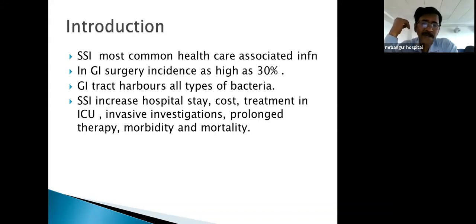Because the GI tract harbors all types of bacteria, I mean gram-positive, gram-negative, cocci, bacilli, anaerobes. All of these organisms are harbored in the GI tract. This surgical site infection increases the hospital stay and the cost of treatment. Some patients might require ICU admission, invasive investigations, prolonged therapy, morbidity, and in some cases mortality.